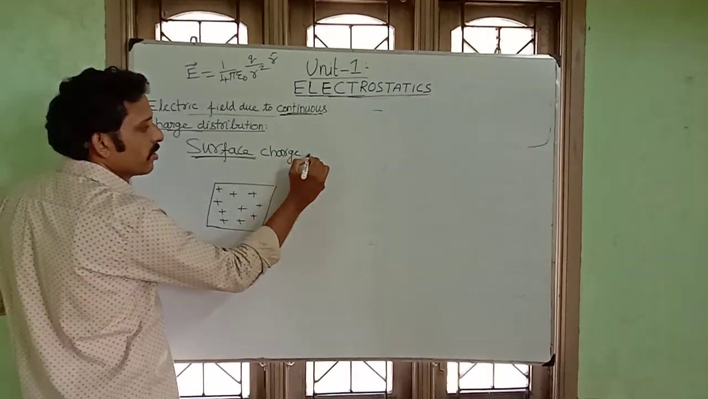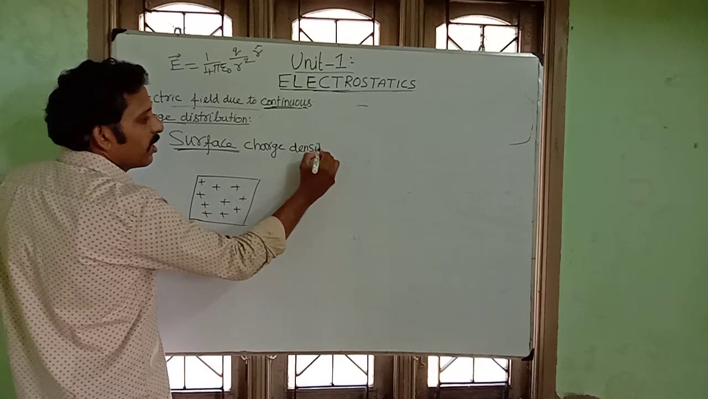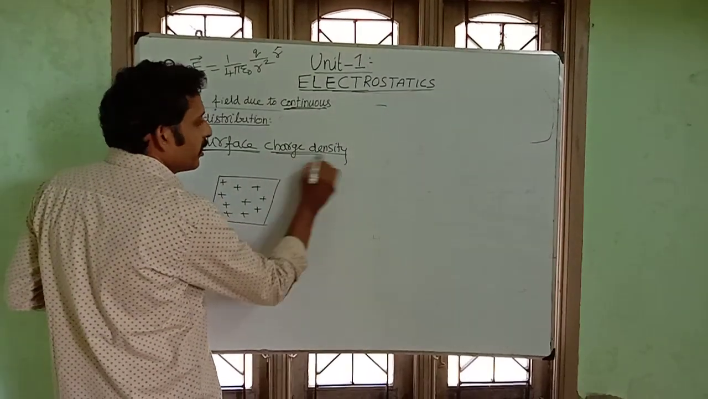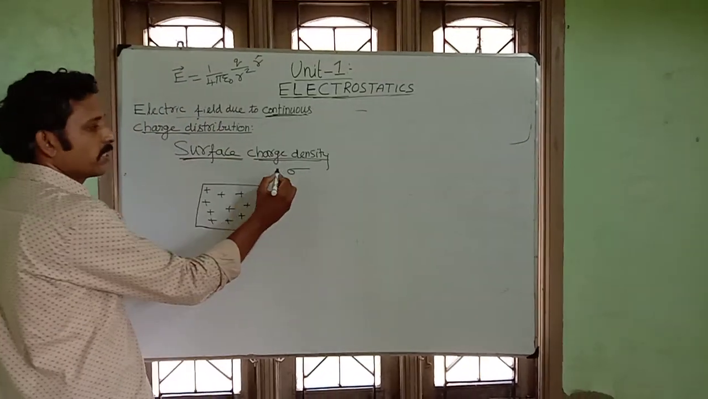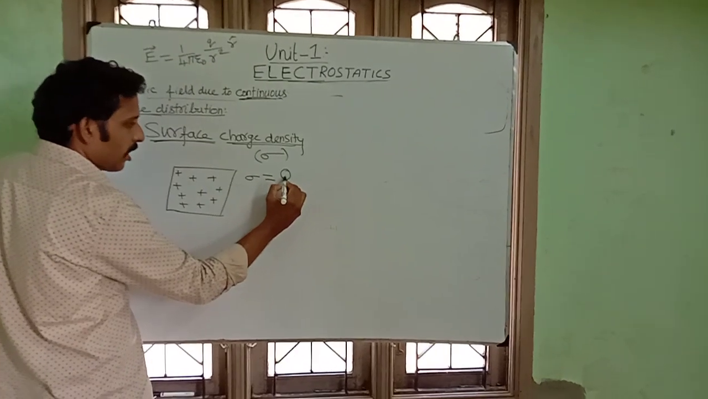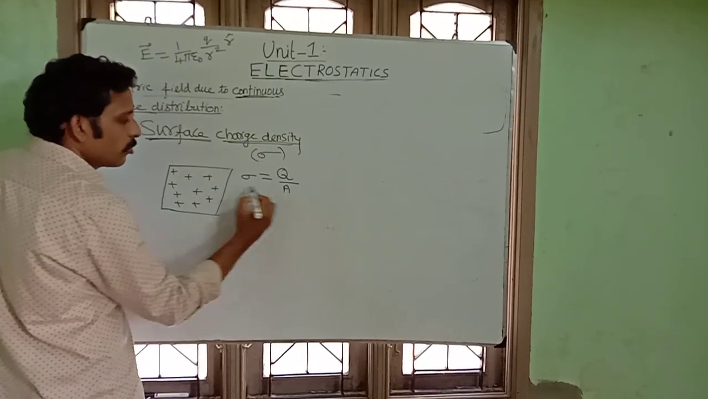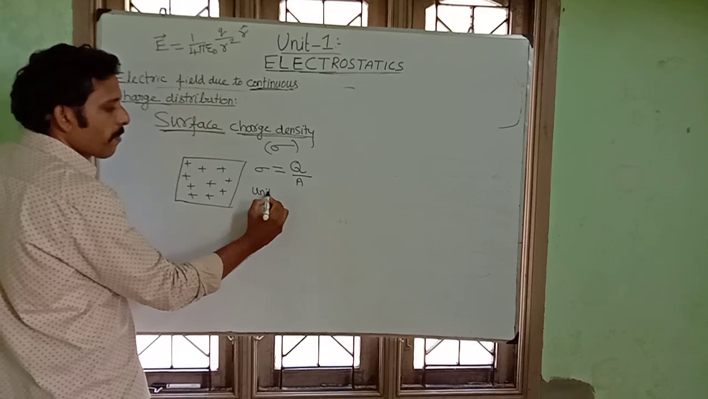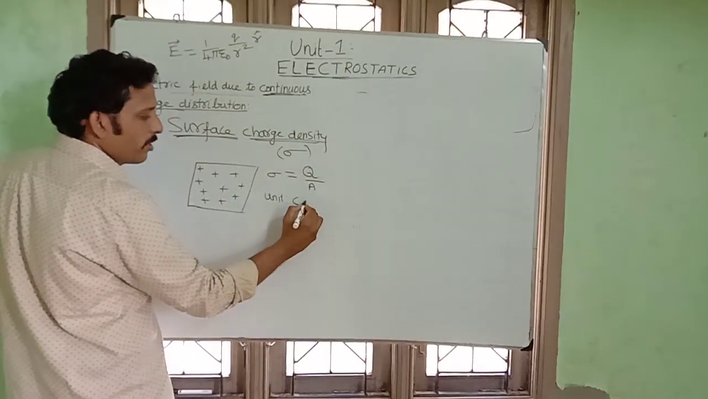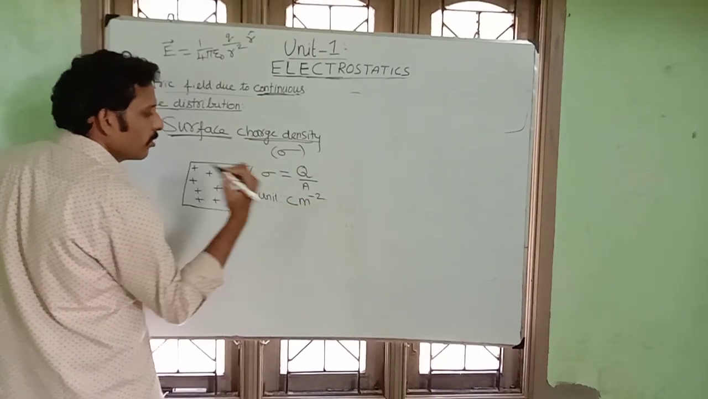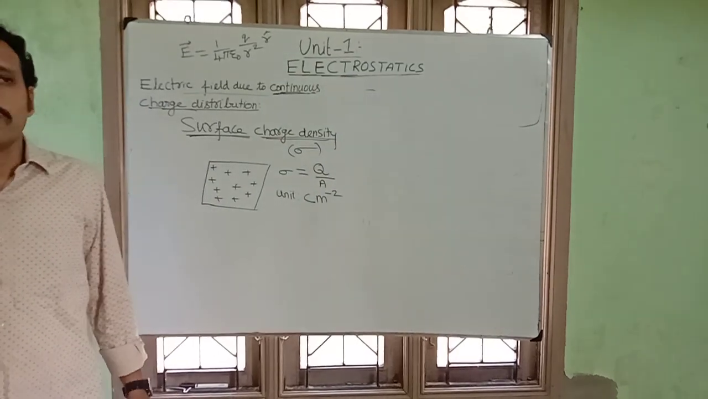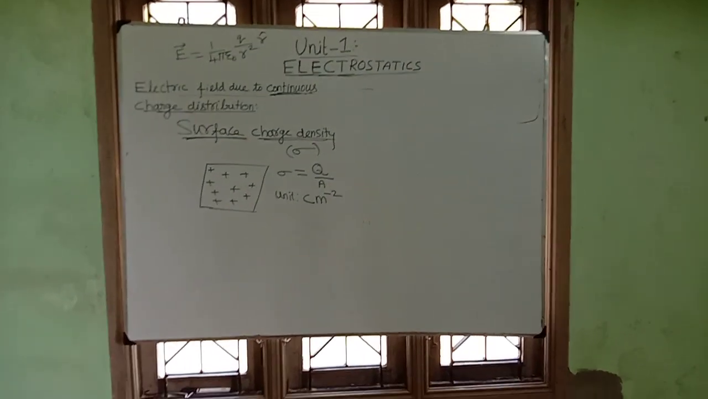Linear charge density is represented by lambda. Surface charge density is represented by sigma. This is the symbol sigma. So sigma is equal to charge per unit area. Let us derive the unit. What is the unit of charge? Coulomb. What is the unit of area? Meter square. In the numerator coulomb, meter power minus 2. So this is the unit for surface charge density, which is nothing but the charge per unit area.